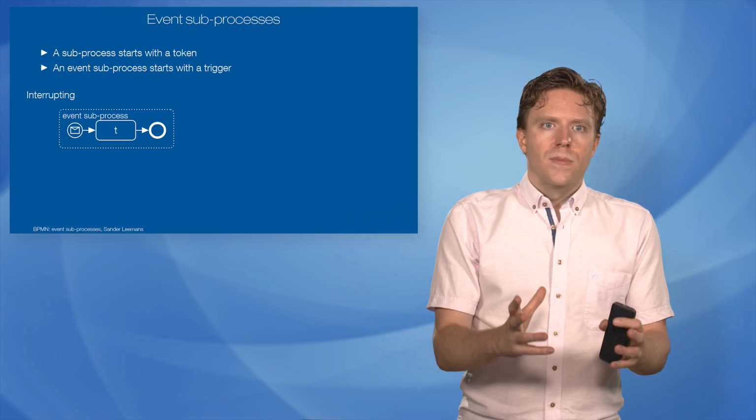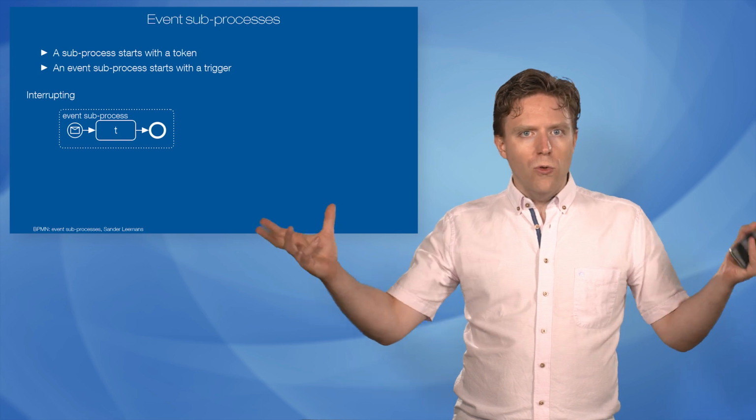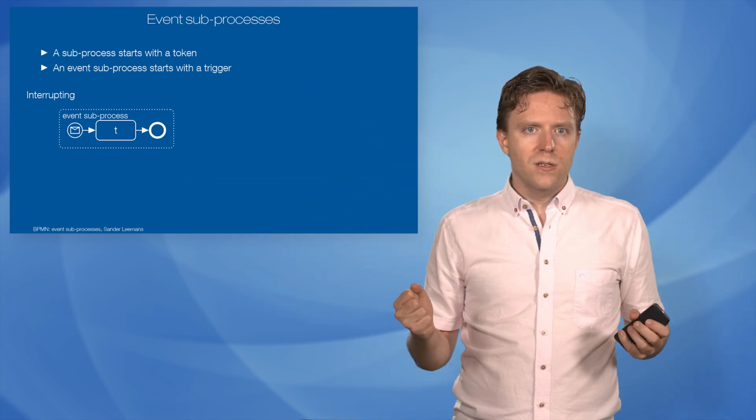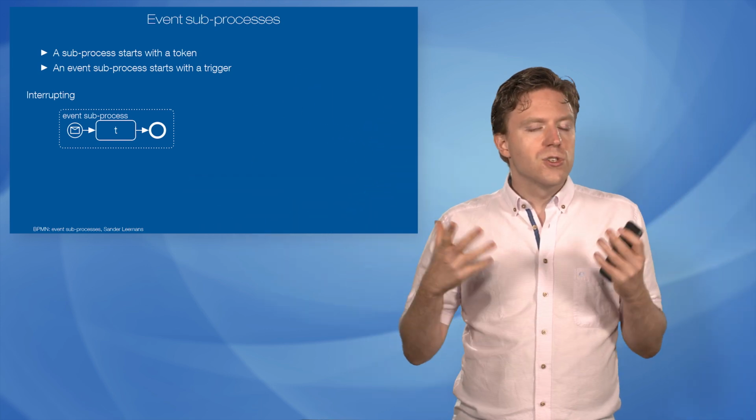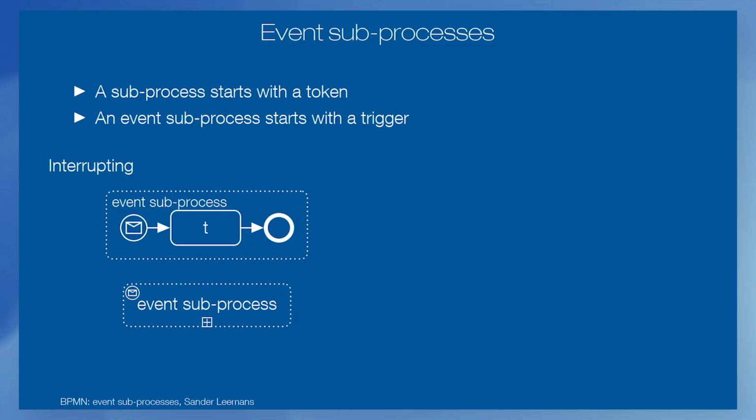This event subprocess is interrupting, which means that it removes all the tokens from its parent process when this trigger arrives, so it stops the parent process. If we collapse it, it looks like this. Again, a collapsed subprocess with the little plus at the bottom, and what is special is that we put the trigger in the top left corner.